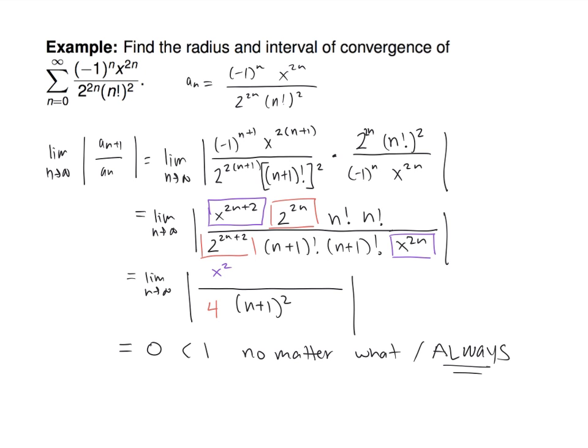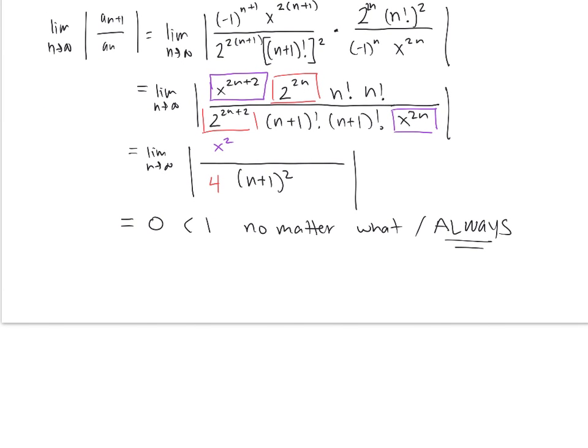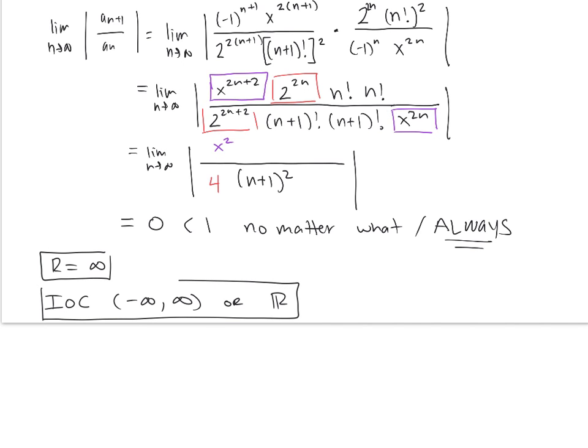And that always means for any x value, whatever x you pick. If you were to do the ratio test, you'd get 0 every single time. So that means the radius of convergence is infinity. And the interval of values for which this converges is negative infinity to infinity, non-inclusive, or all real numbers. Infinities always get parentheses in this notation. Or that R symbol, which means all real numbers.